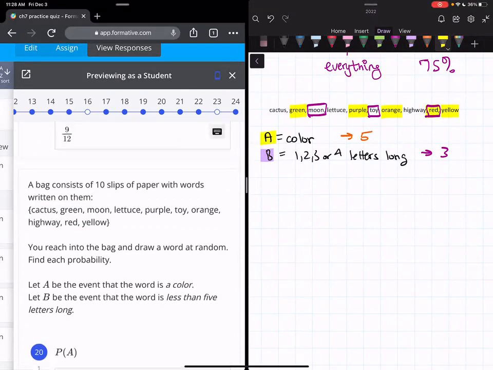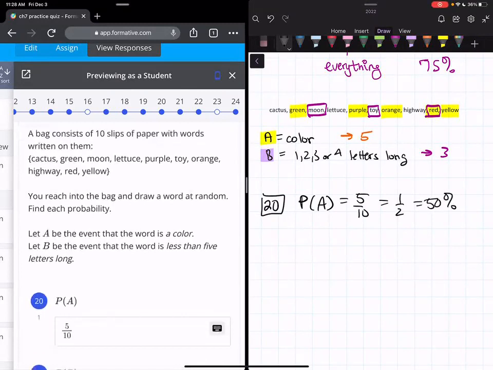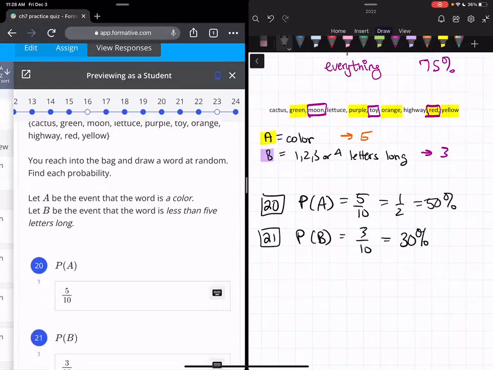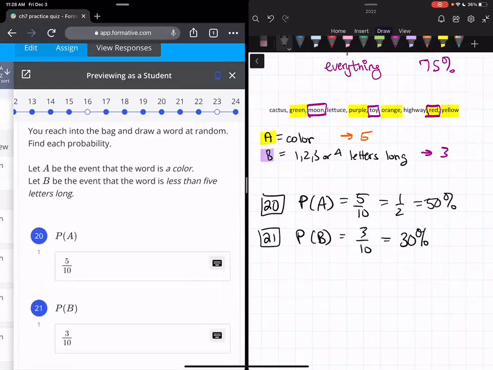So what's the probability of A? Five out of 10, or a half, or 50%. However you would like to write it. Pick your favorite. You could just do 50%, because 5 out of 10 is that. What is the probability of B? 30%. And again, I just left them as fractions. You may as well, if you would like to.